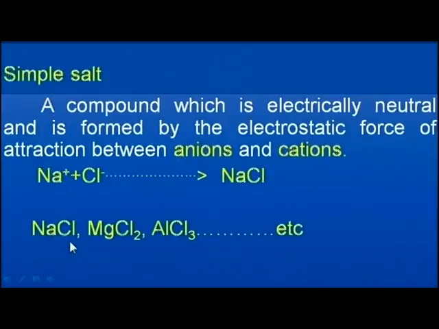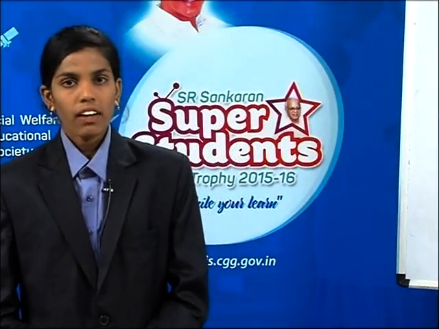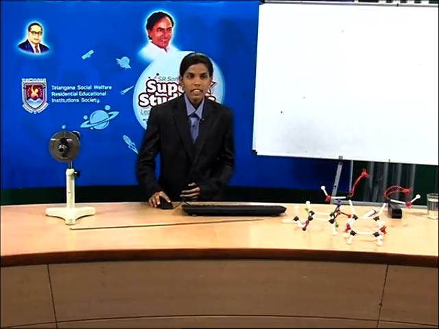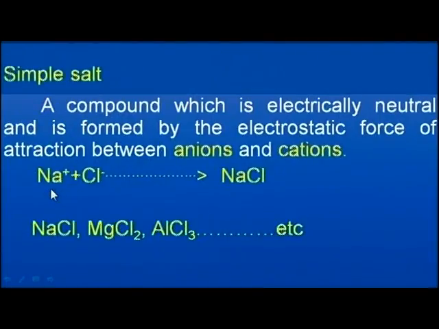Here are some of the examples. Those are sodium chloride, magnesium chloride, aluminum chloride, etc. Friends, we all know that sodium chloride is a simple salt which we use daily in our life, and if we observe in that sodium chloride, here we can see the simple salt sodium chloride contains Na+ and Cl- simple ions. Such salt containing simple ions is nothing but a simple salt. Friends, now let us go for addition compound.